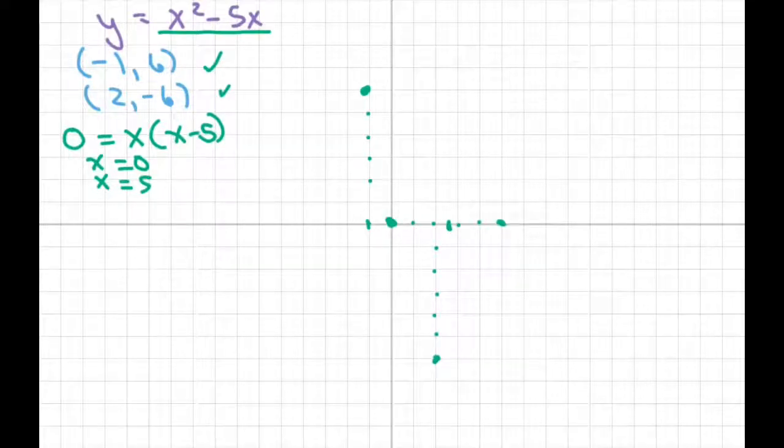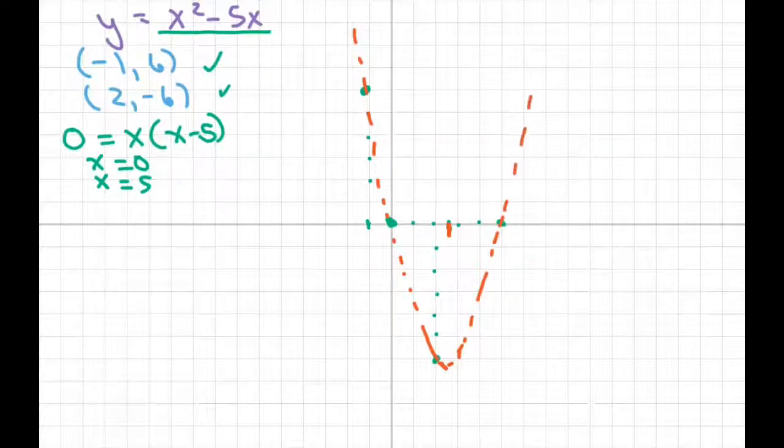So basically, I'm just going to sketch this. It goes something like this. We go down a little bit because this is the midpoint. I'm not going to worry about the vertex because that's not really what this is about. I'm just going to estimate it and try to graph this.